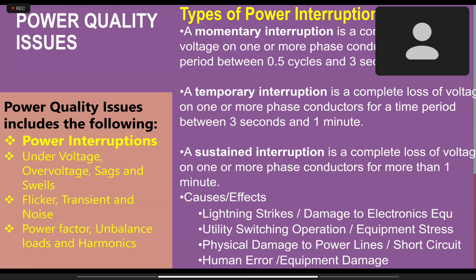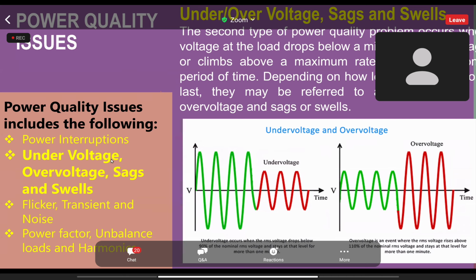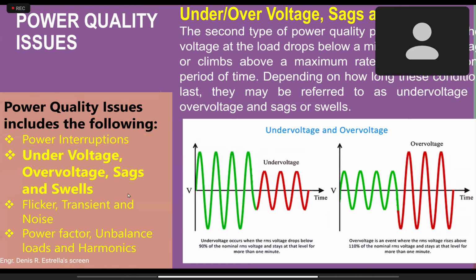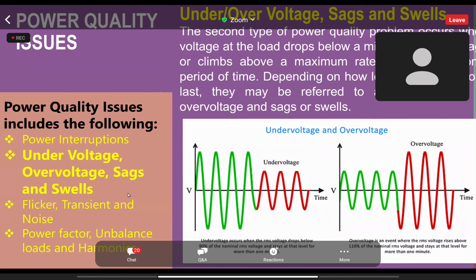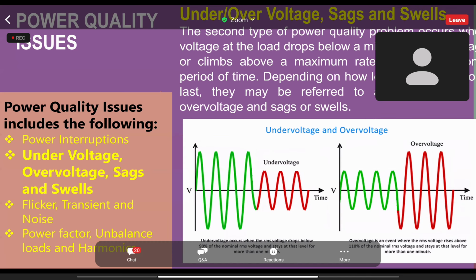Okay. So, the second type of power quality problem, of course, is when the voltage of the load drops below the minimum rated voltage. So, this is what we call the under voltage. And the other type, the opposite of this, is the over voltage. And related to each of these are the sags and swell. So this is the second classification. The second type of power quality problems occur when the voltage of the load drops below a minimum rated voltage or climbs above the maximum rated voltage for some period of time. So depending on how long these conditions last, it may be referred to as an under voltage or an over voltage and sags or swell.